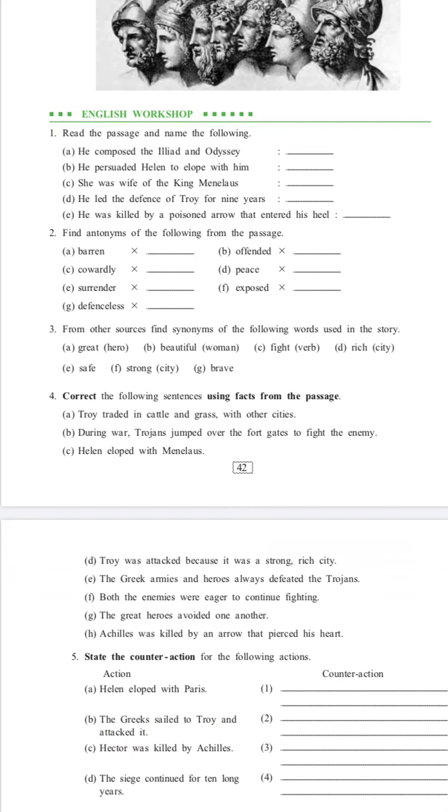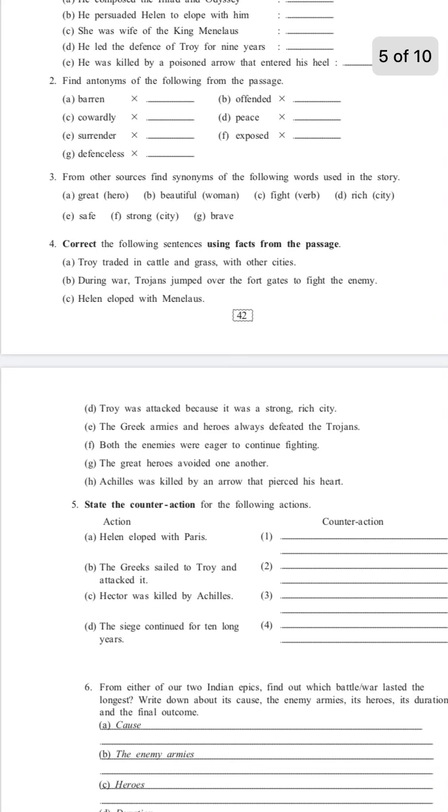4. Correct the following sentences using the facts from the passage. A. Troy traded in cattle and grass with other cities. B. During wars, Trojans jumped over the fort gates to fight the enemy. C. Helen eloped with Menelaus. D. Troy was attacked because it was a strong, rich city. E. The Greek armies and heroes always defeated the Trojans. F. Both the enemies were eager to continue fighting. G. The great heroes avoided one another. H. Achilles was killed by an arrow that pierced his heart.